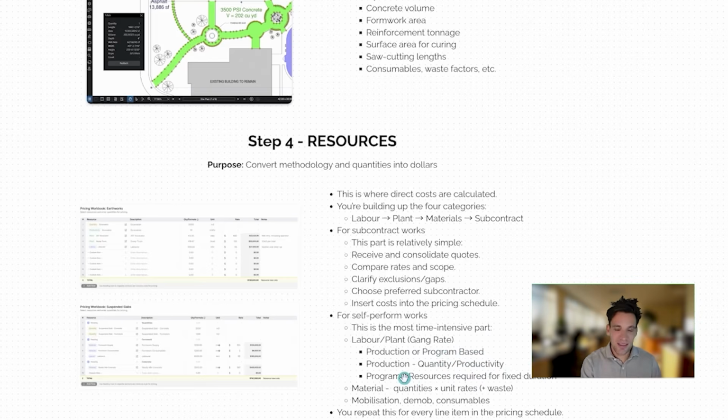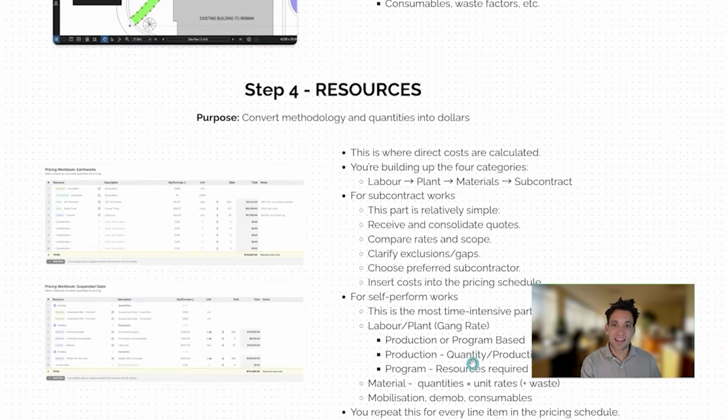If it's a production-based task, it's as simple as taking the quantity of work we're doing divided by the production rate. So we've got to do 1,000 meters of trenching. We're doing 50 meters per day. We're going to have that same combination, that gang rate, for 1,000 divided by 50, which is 20 days of work.